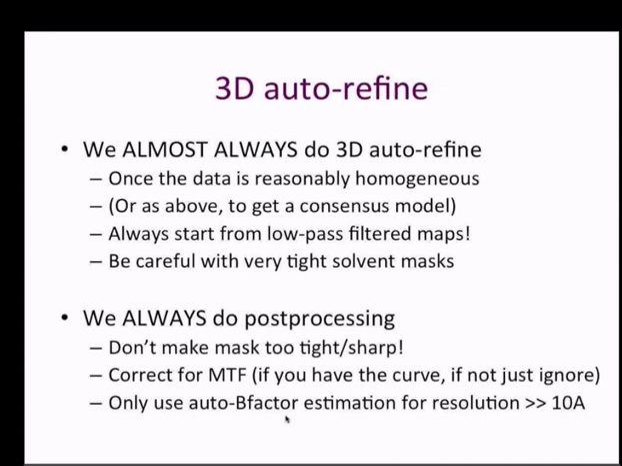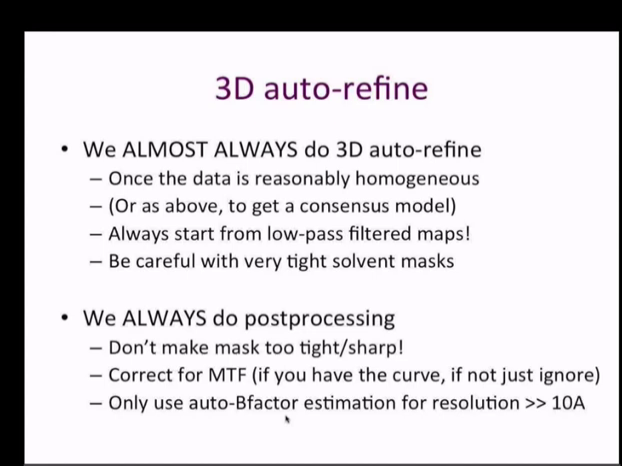Then 3D auto-refine, we almost do that once we get a homogeneous subset, or to get this consensus model, like I just said. And the important thing there is to always start from low-pass filtered maps. It will use a gold standard separation, refine 2 maps independently, but the initial starting model for both independent refinements is the map that goes into this procedure.